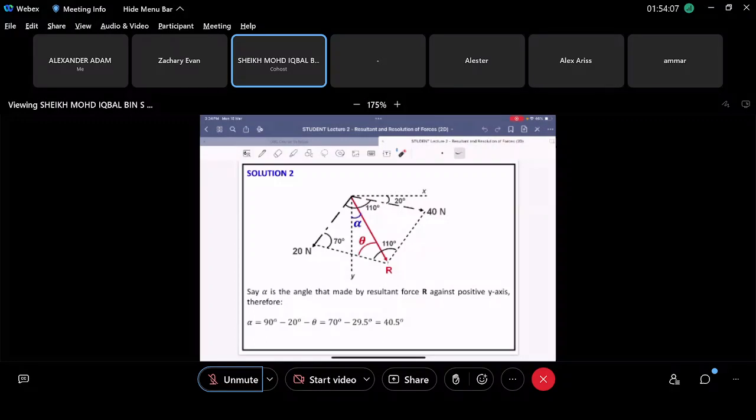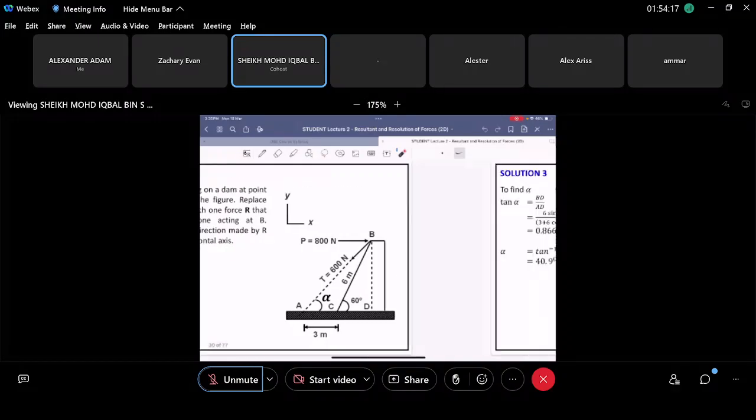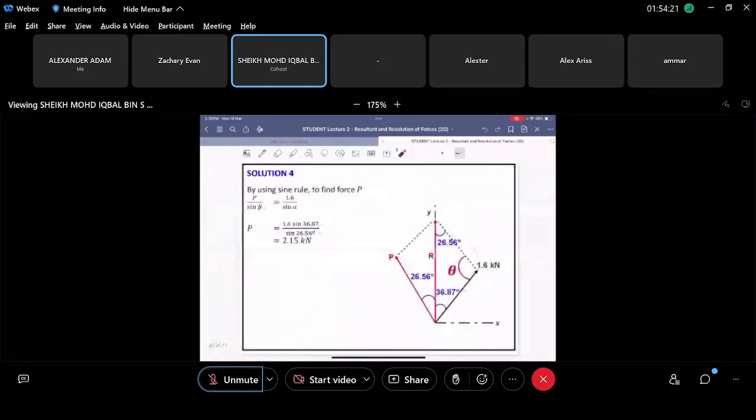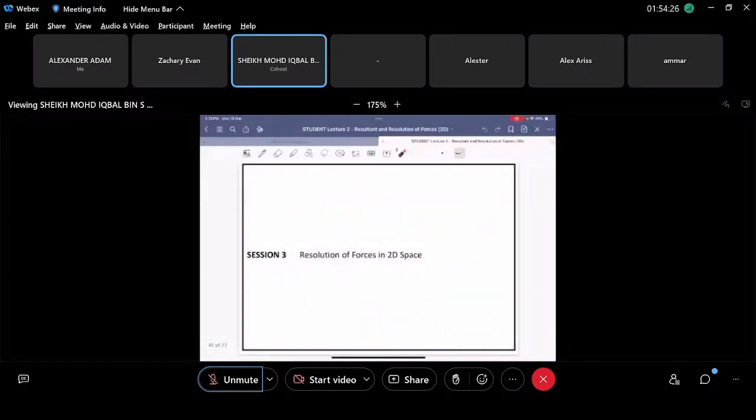So these things you just have to really do a lot of practice, right? So I want you to go back home and try to do question 3 and question 4 and question 5, all right? And then next week we will learn about the resolution of forces in 2D space, right?